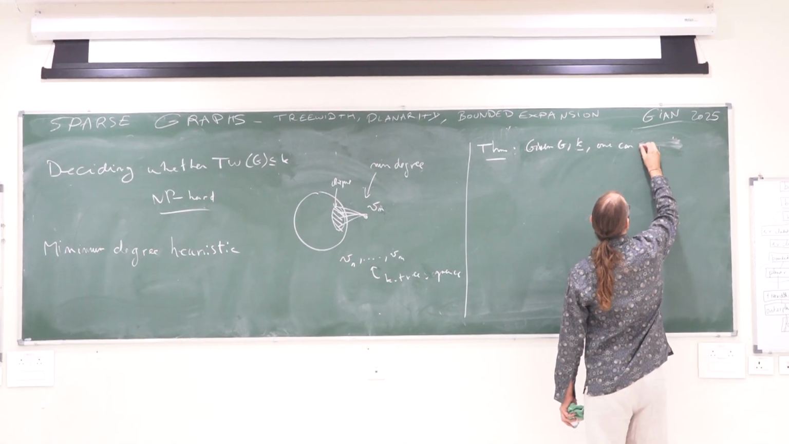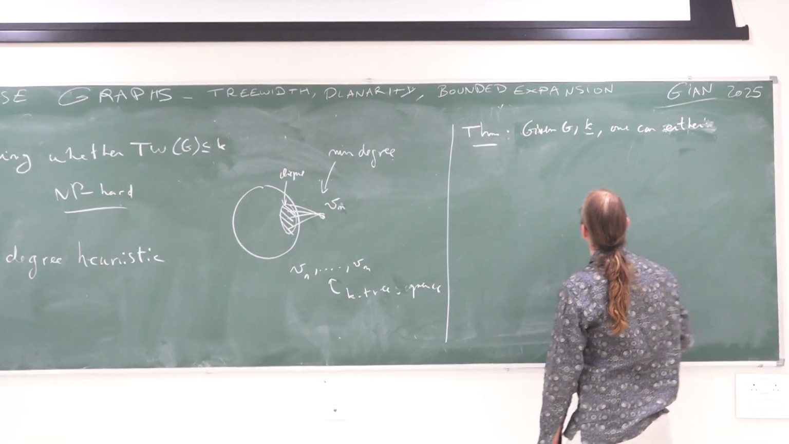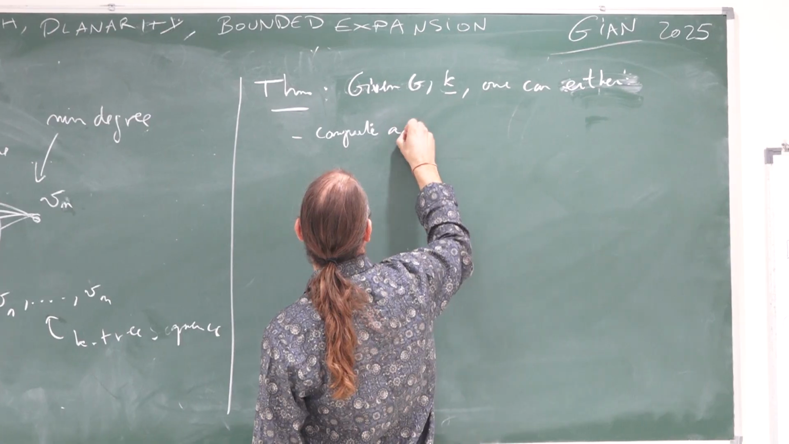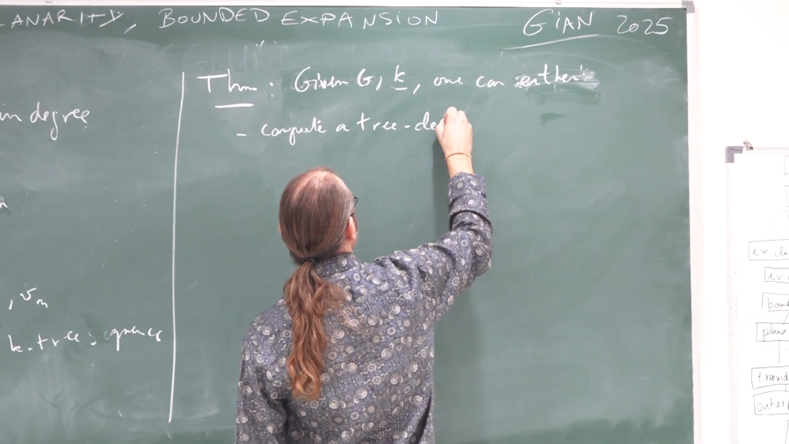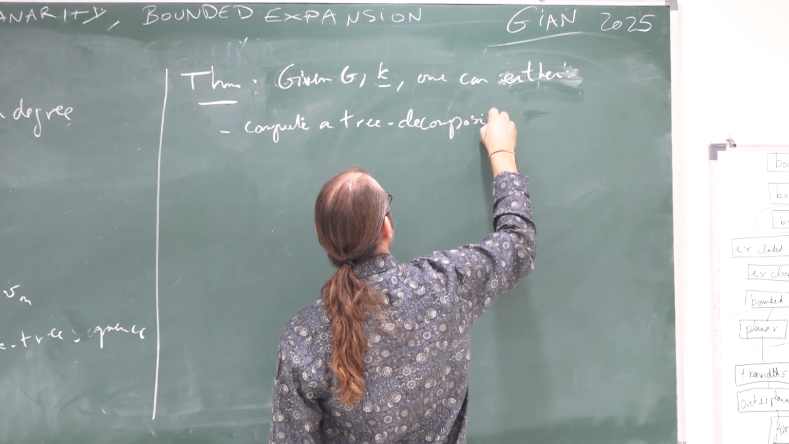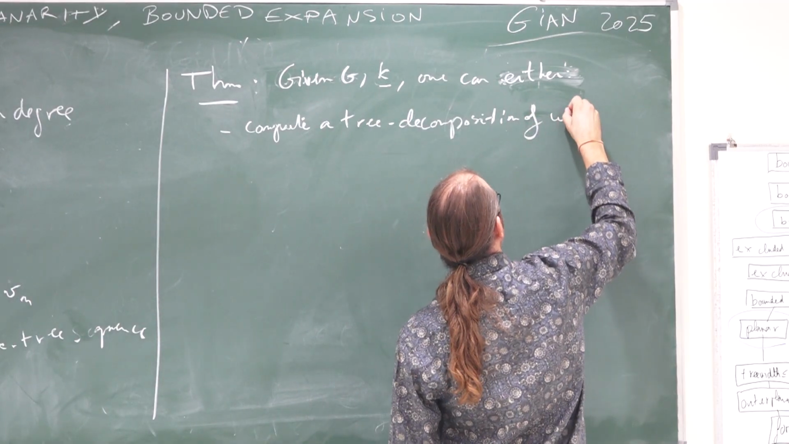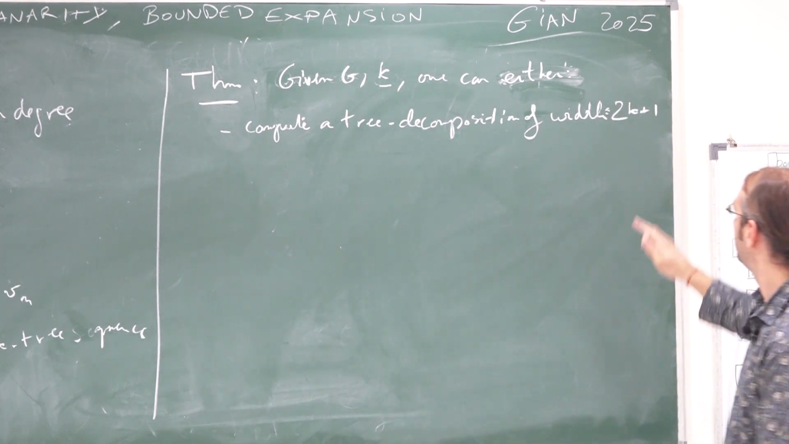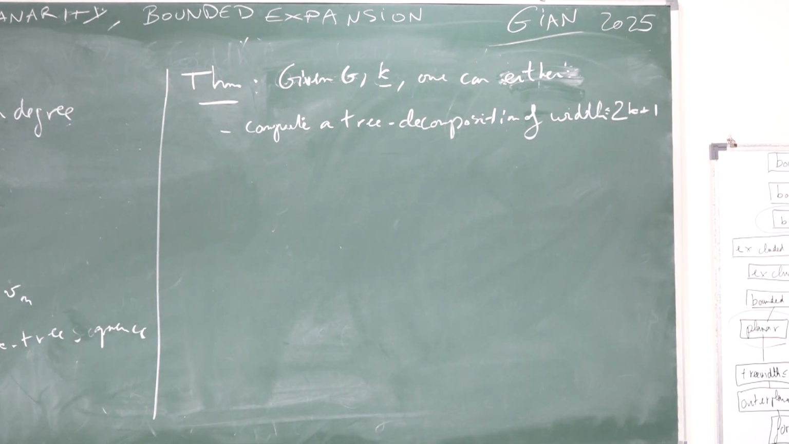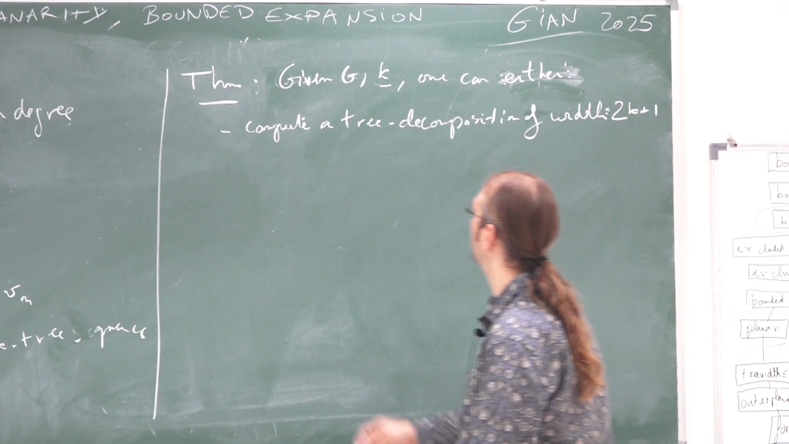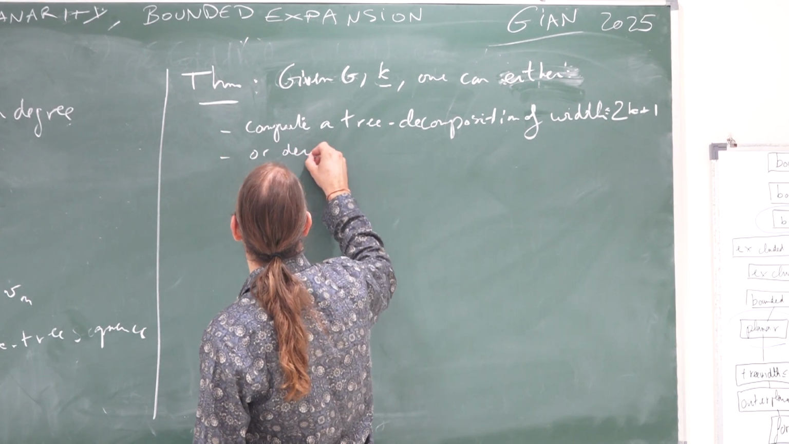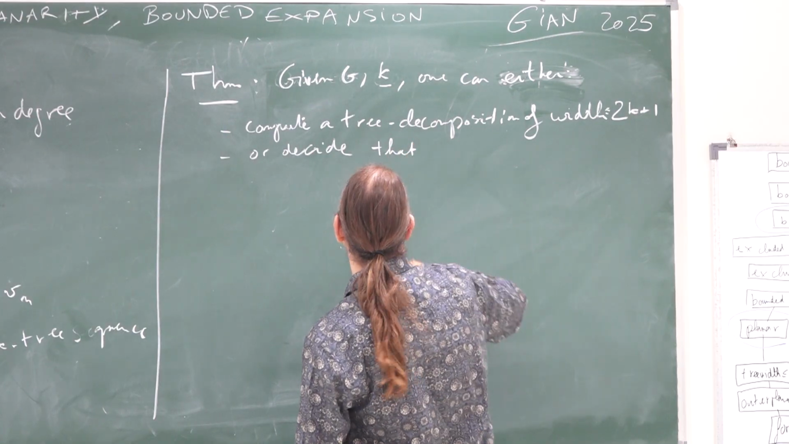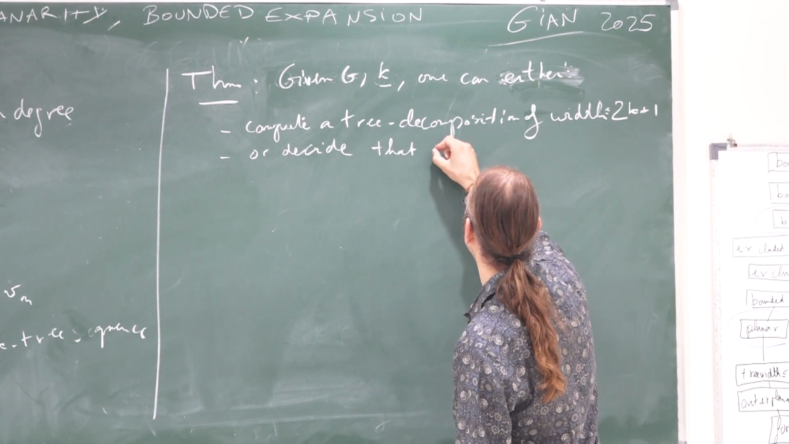So one can either compute a tree decomposition of width k plus 1, which you can see as a 2 approximation, or decide that, or certify, you can find an obstruction to show that the tree width is too large.